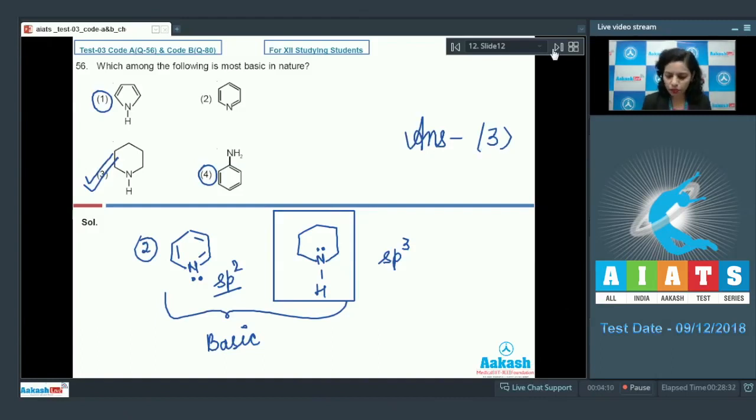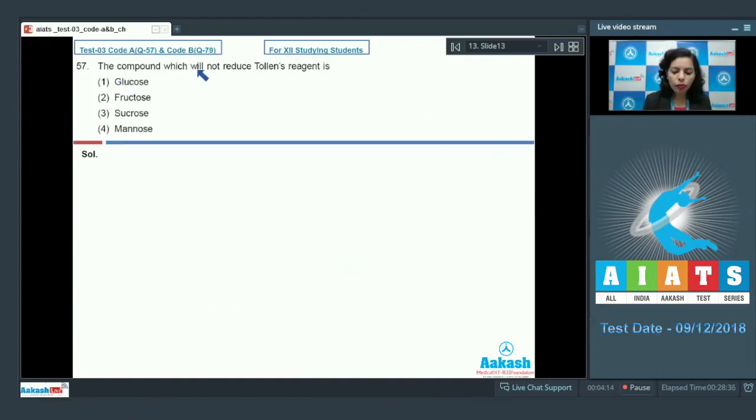Now let's check the next question. Question number 57. The compound which will not reduce Tollens reagent. What is Tollens reagent? This is ammoniacal silver nitrate. We know that it has the nature to reduce the aldehydic group. If you look at the given options, glucose is there. It has a free aldehydic group. If we talk about mannose, it also has a free aldehydic group. But if we talk about fructose and sucrose, they do not have a free aldehydic group.